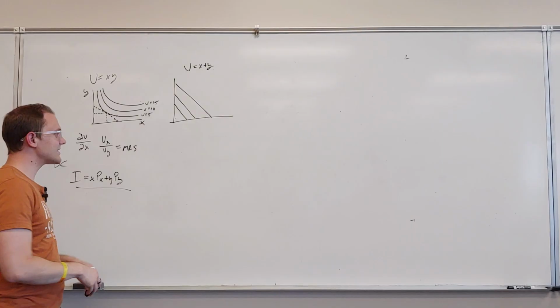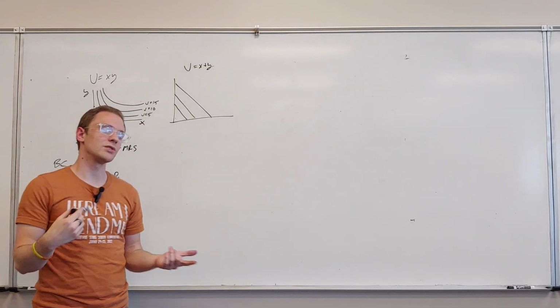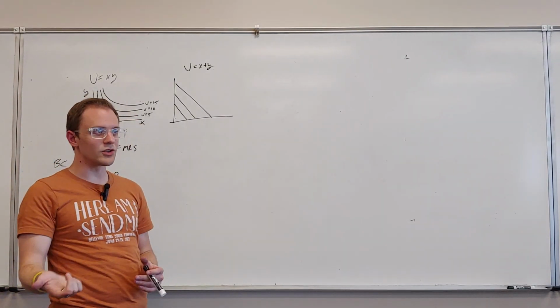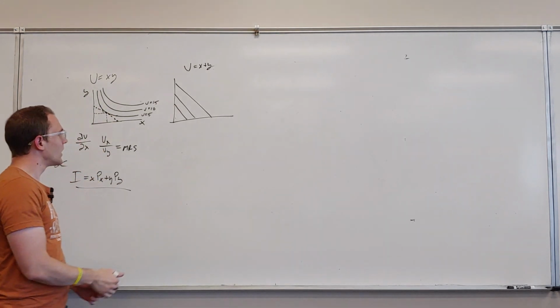There we go. We have now predicted someone's decisions and the optimal amount of x and y for them to consume in order to get their maximum utility. Way to go, we've done it.